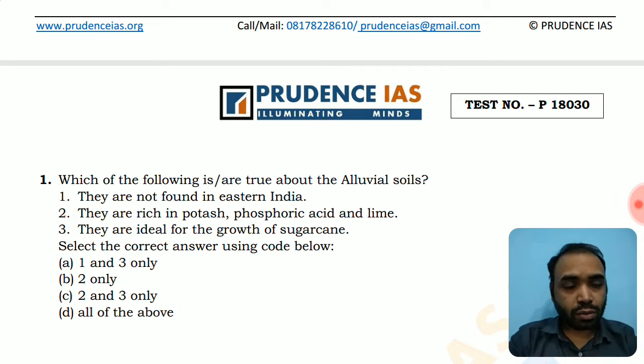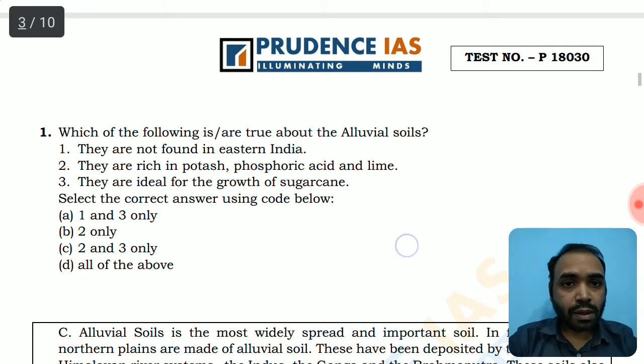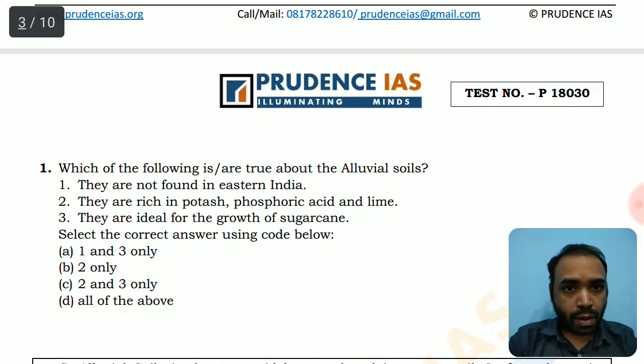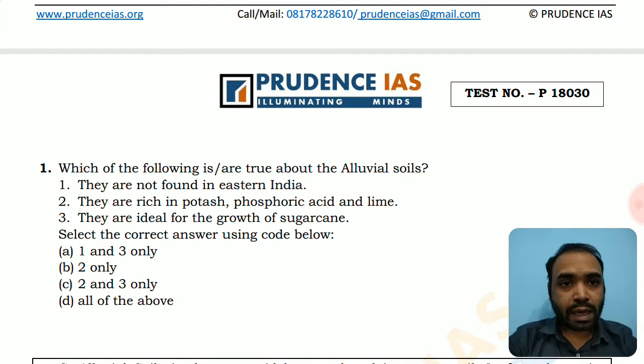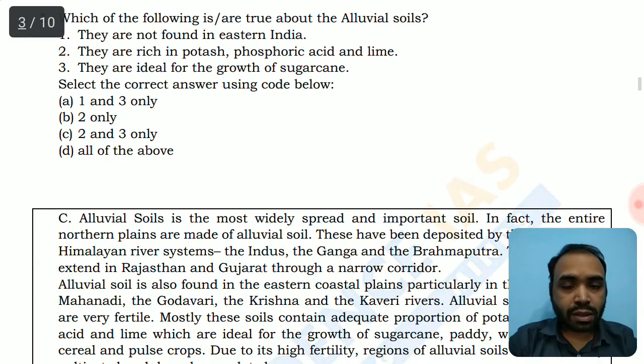They are ideal for the growth of sugarcane and rice, and alluvial soils are one of the most fertile soils. So the first option is not correct because they are found in North India, Eastern India, as well as the peninsular India in the deltas of rivers like Mahanadi and Krishna. So the first option is wrong. The second option is correct. The third option is also correct. So the answer would be C, 2 and 3.